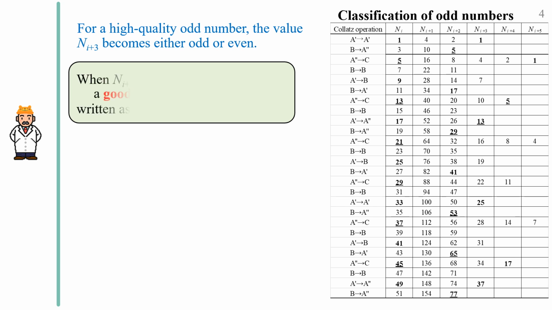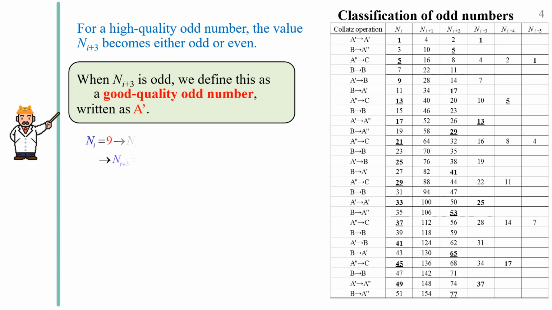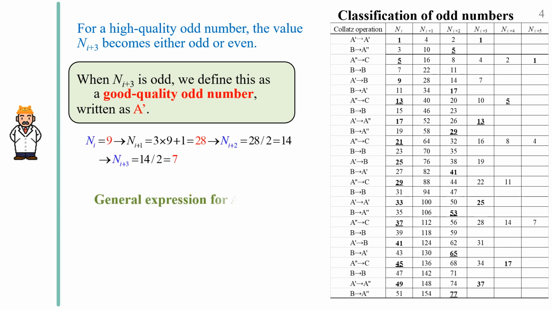When n_{i+3} is odd, we define this as a good quality odd number, written as a prime. In the table, the values of a prime are shown in bold. For example, in the case of a prime, the number 9 becomes odd in the following order. The general expression for a prime is given as follows.